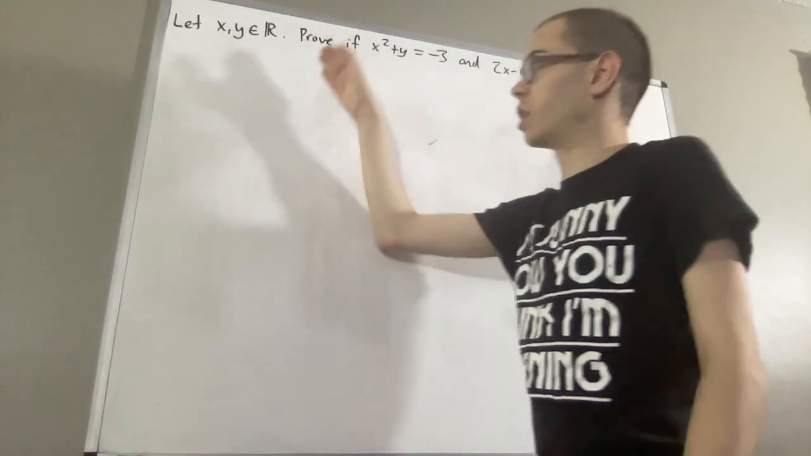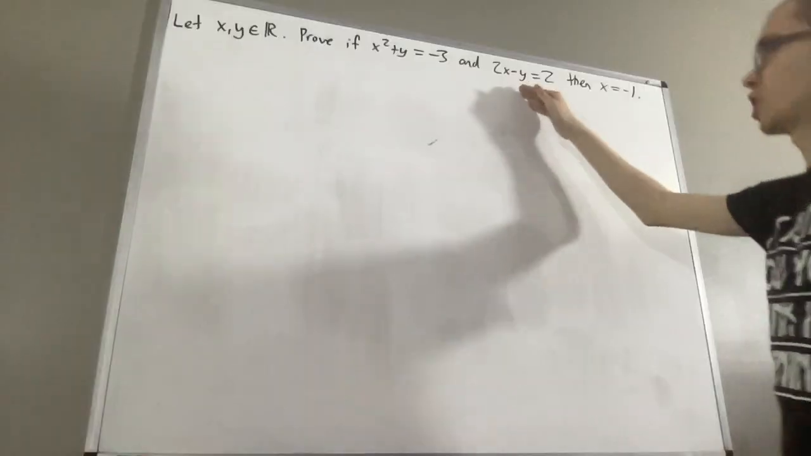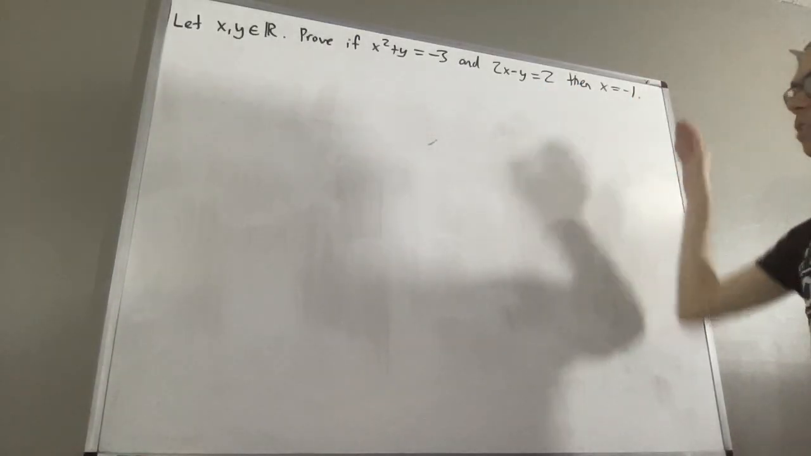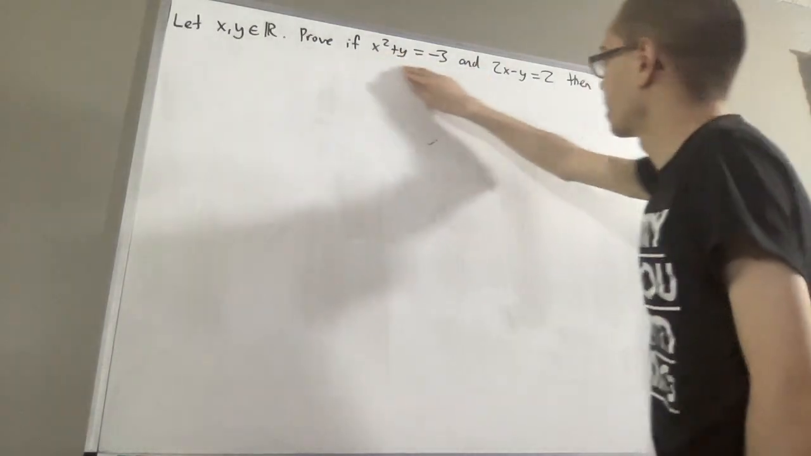Let x and y be real numbers. Prove if x squared plus y is equal to negative 3 and 2x minus y is equal to 2, then x is equal to negative 1. So, again, we're trying to prove this conditional statement.